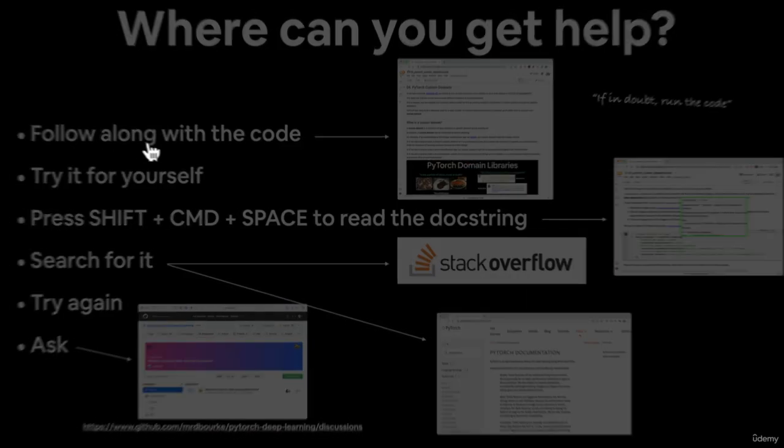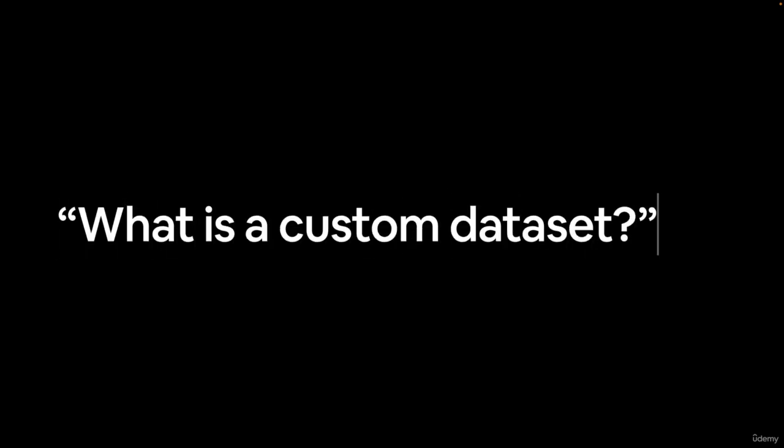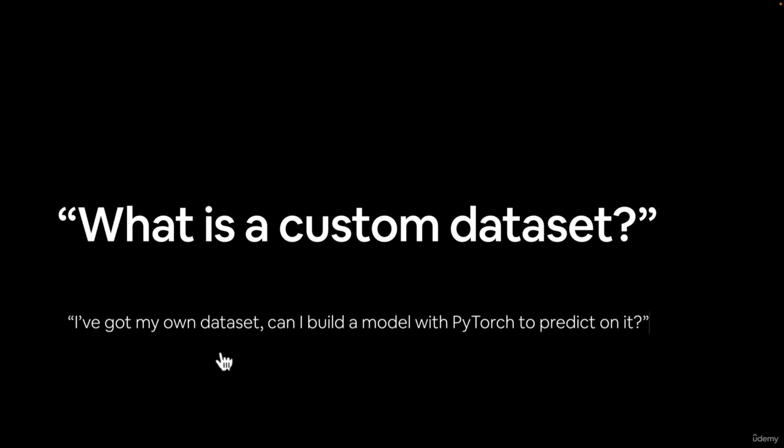Now, if we jump back to the keynote, what do we have? We might be asking, what is a custom dataset? Now, we've built a fair few PyTorch deep learning neural networks so far on various datasets such as Fashion MNIST. But you might be wondering, hey, I've got my own dataset, or I'm working on my own problem. Can I build a model with PyTorch to predict on that dataset? And the answer is yes. However, you do have to go through a few pre-processing steps to make that dataset compatible with PyTorch. And that's what we're going to be covering in this section.